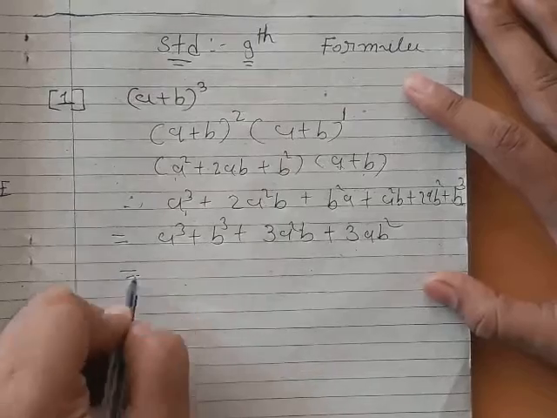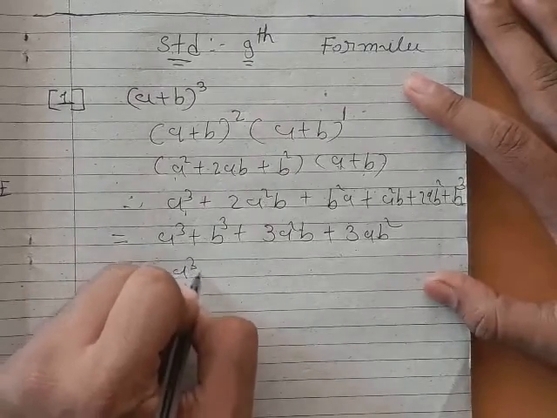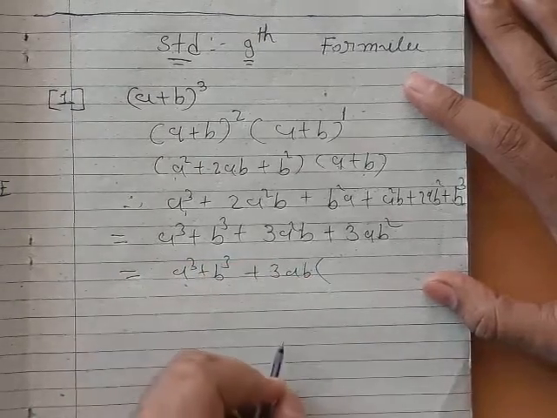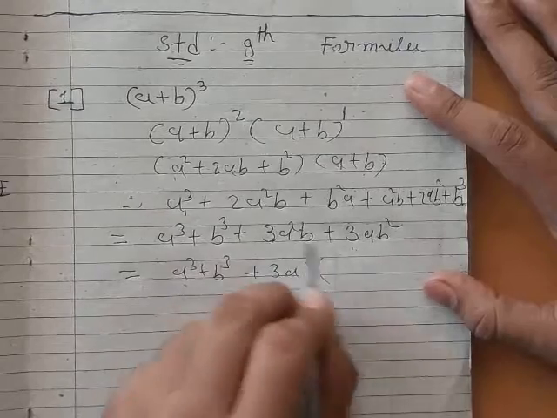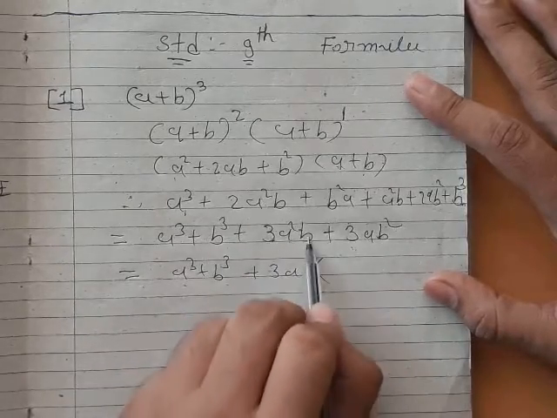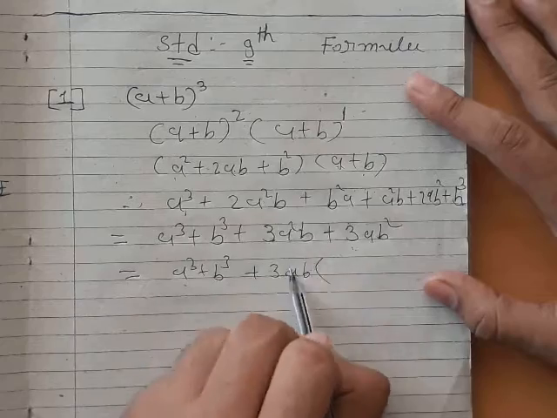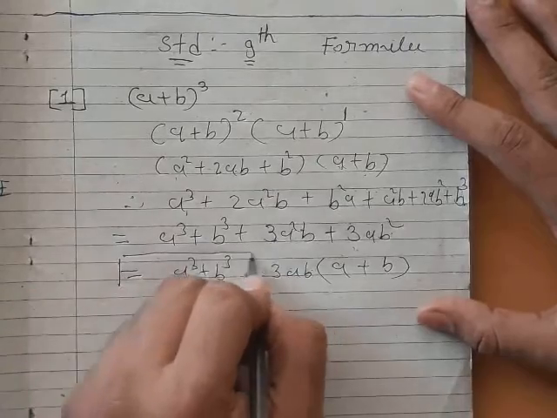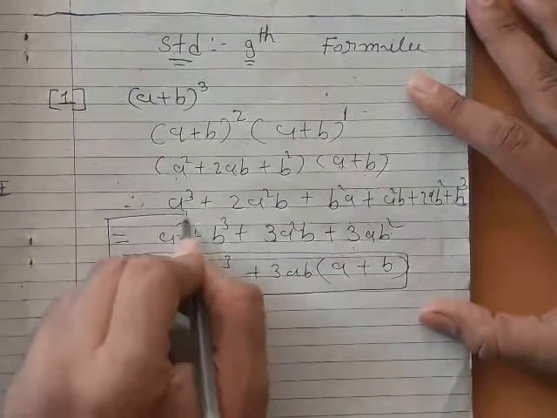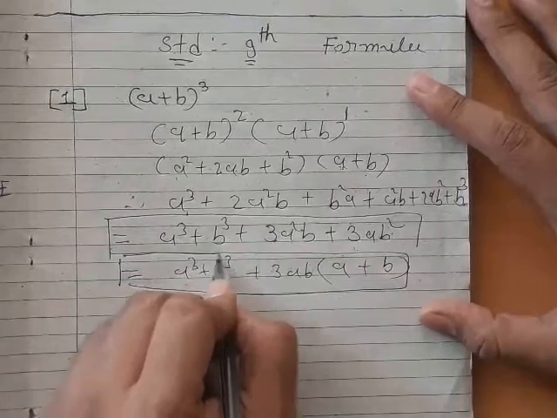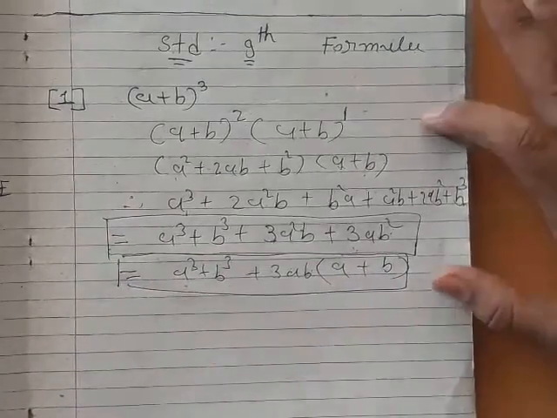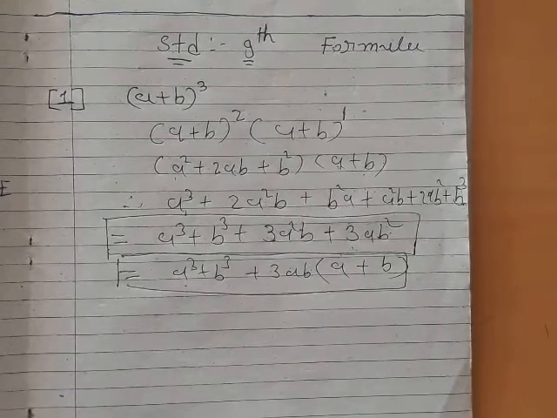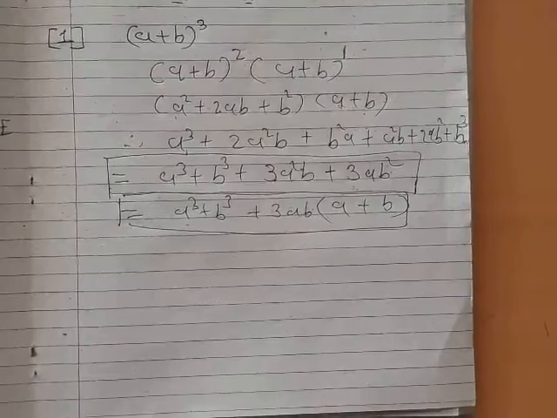Now again we can also write it like this: a cube plus b cube, take 3ab common. If 3 is common, b is common from a square b, then 1a is remaining, and here 1b is remaining. So these two are the formulas, both are the same and both are valid. You can use any one of these two formulas. That is how we get the formula of (a + b) whole cube.